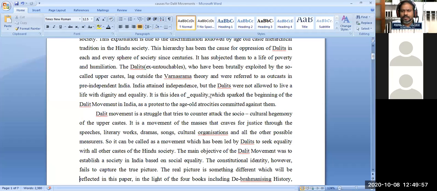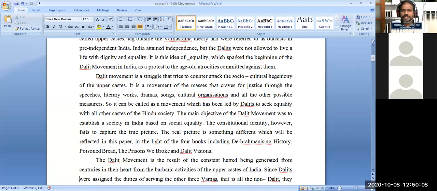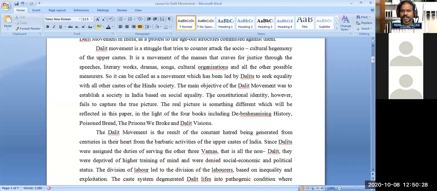The Dalit movement is a struggle that tries to counter-attack the socio-cultural hegemony of the upper caste. It is a movement of the masses that craves for justice through speeches, literary works, dramas, songs, cultural organizations, and all other possible measures. So it can be called a movement led by Dalits to seek equality with all other castes of Hindu society. The main objective of the Dalit movement was to establish a society in India based on social equality. Social equality in the sense of an egalitarian society.